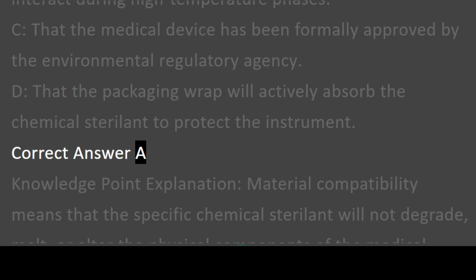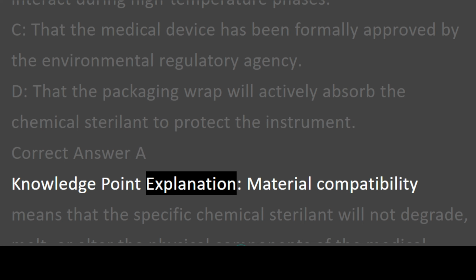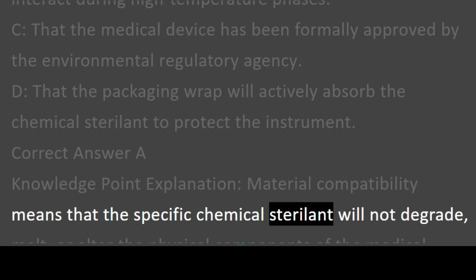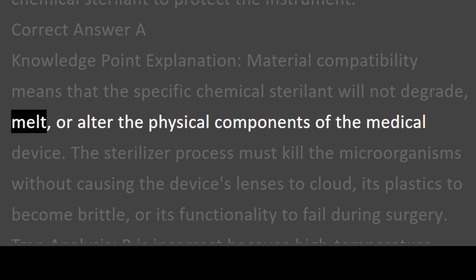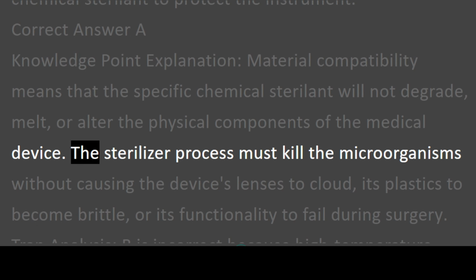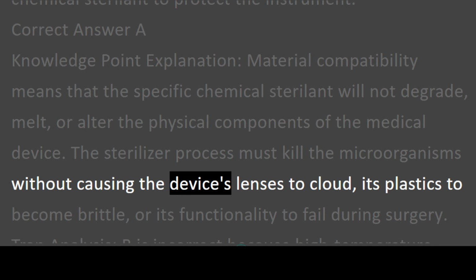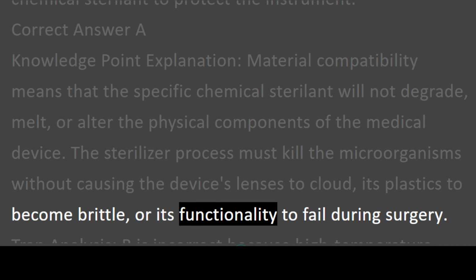Correct answer A. Knowledge point explanation. Material compatibility means that the specific chemical sterilant will not degrade, melt, or alter the physical components of the medical device. The sterilizer process must kill the microorganisms without causing the device's lenses to cloud, its plastics to become brittle, or its functionality to fail during surgery.